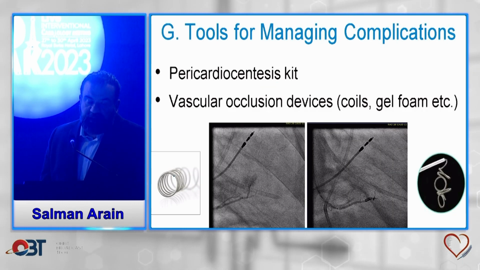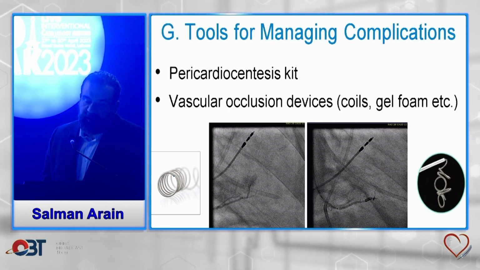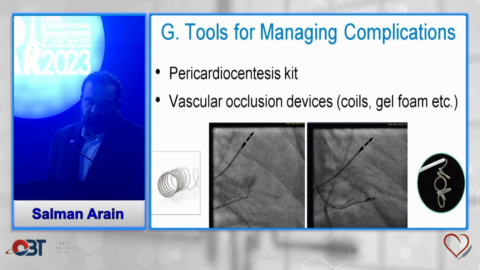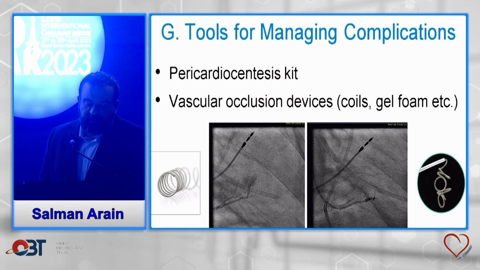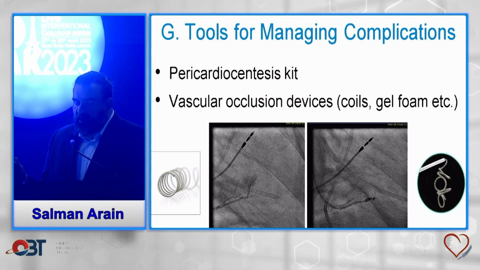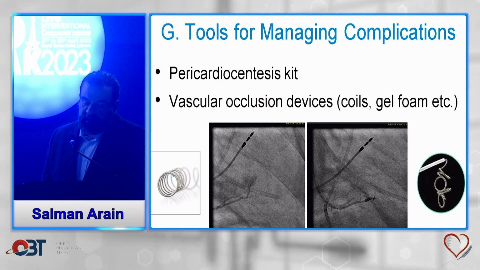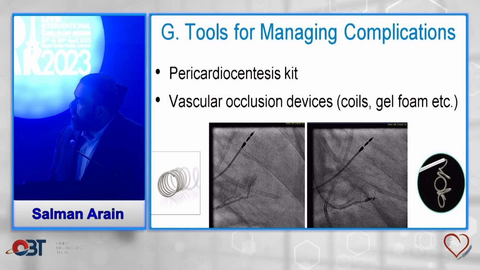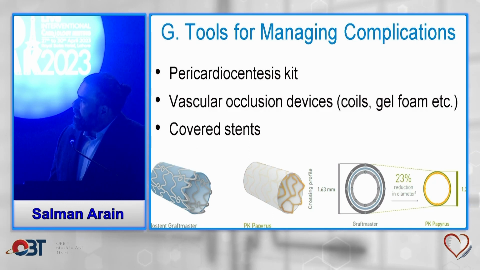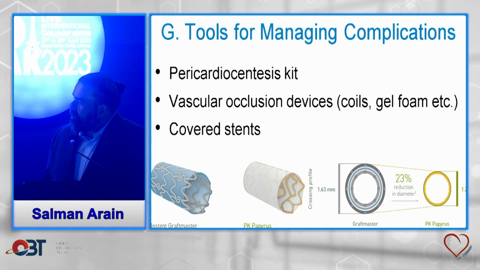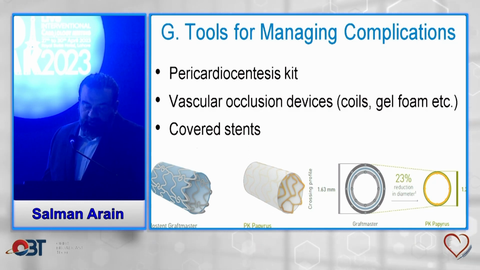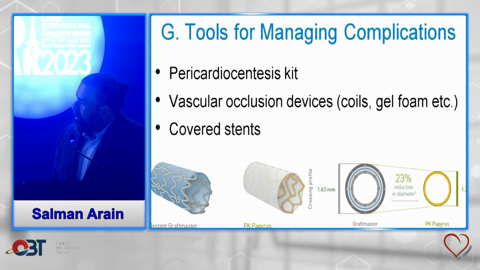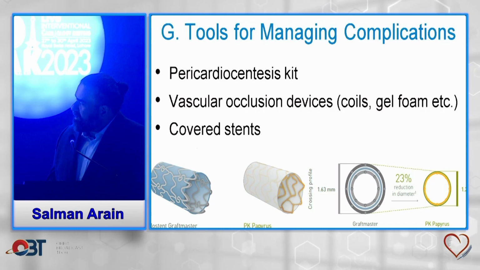And obviously some other tools that you need. You've got to have tools for managing complications, a pericardiocentesis kit, very important. Sometimes you have perforations, so you need vascular occlusion devices, coils, gel foam, etc. Here's a case of a perforation at the distal tip, and here's the coiling to close that. And then obviously covered stents. The Graftmaster is what we used to use. Nowadays we use the Papyrus. Again, it's highly deliverable, and you can see that there's no stent on the outside, the stent is on the inside.